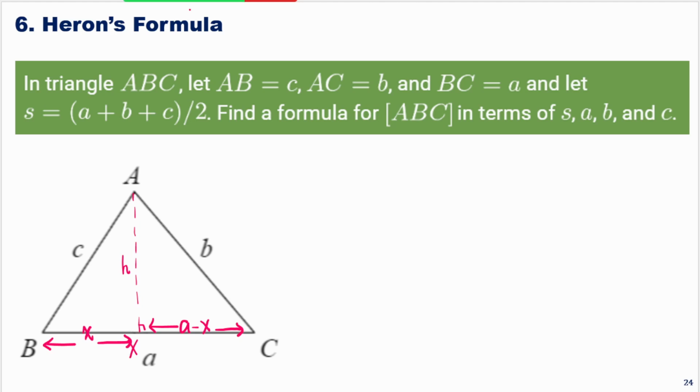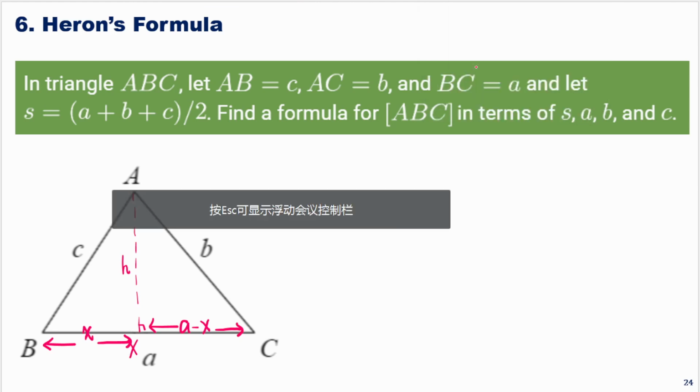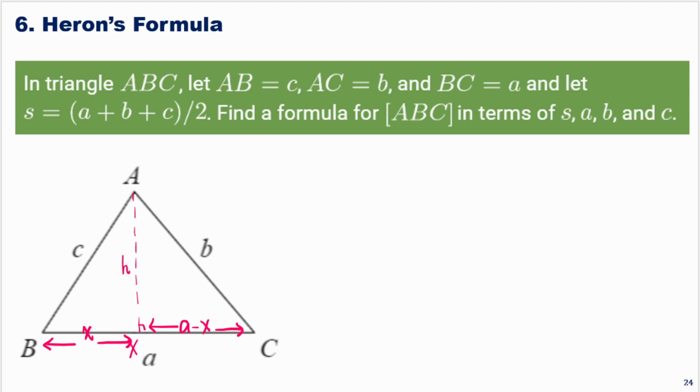And we apply the Pythagorean theorem to triangle ABX and triangle ACX. And we have x squared plus h squared equals c squared, and of course we also have (a minus x) squared plus h squared equals b squared, right?